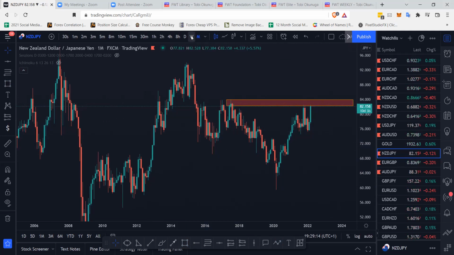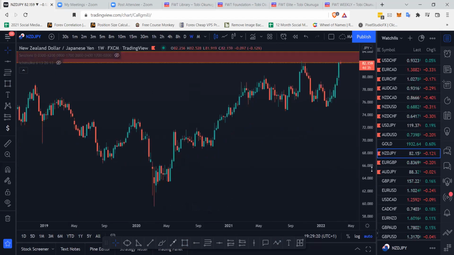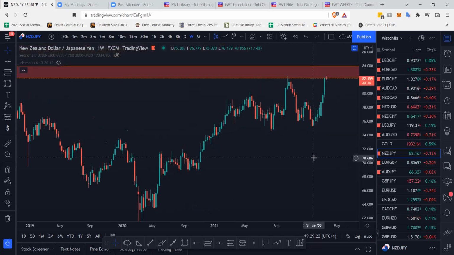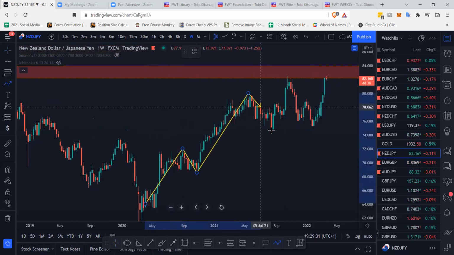Let's check out what's going on the weekly chart. On the weekly, what do we see? On the weekly, we see an up move that started here. Okay, and price came here, right, from this demand zone here. So price picked up from this demand, and then it's going into this supply.